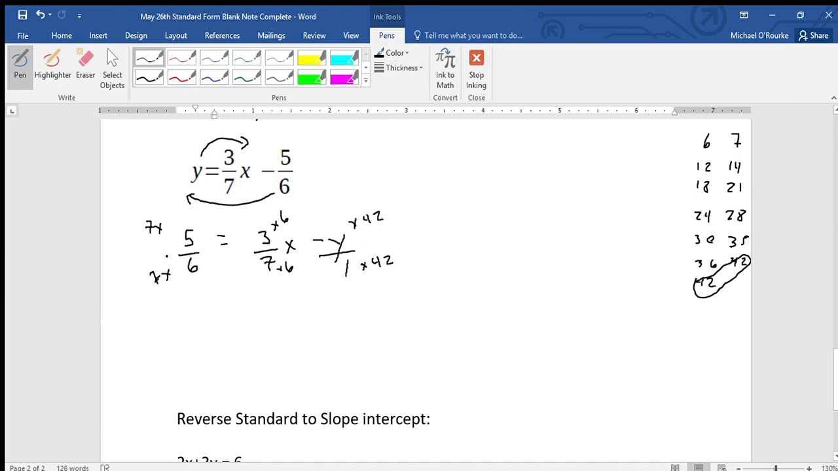So therefore, I'm going to get 35 over 42 equals 18 over 42x minus 42 over 42y. Then once I have this, I can get rid of my denominators. So 35 equals 18x minus 42y.